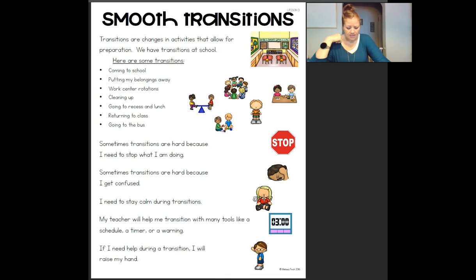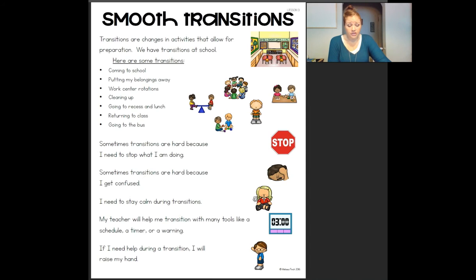Okay. Is writing your name on your worksheet a transition? Hmm. No, that's a task. We are writing our name on our worksheet because that's how we start our task for the activity, right? So writing our name on a worksheet is not a transition.